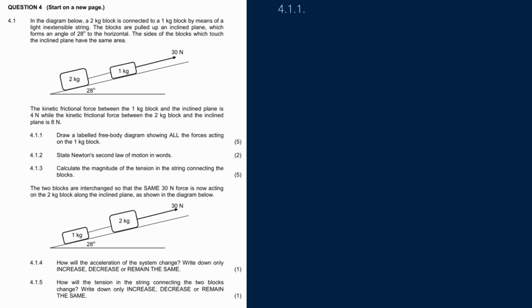4.1.1. Draw a labeled free body diagram showing all the forces acting on the 1 kilogram block. And the free body diagram is as follows. I have the applied force, normal force, Fg parallel, Fg perpendicular, Fr, and tension.